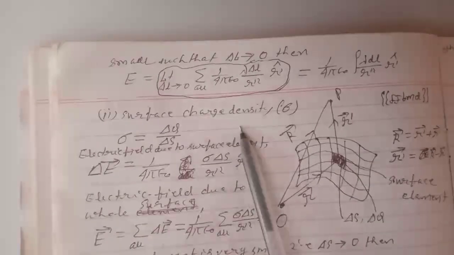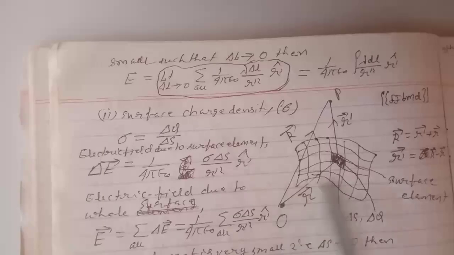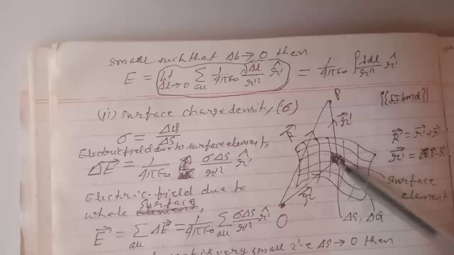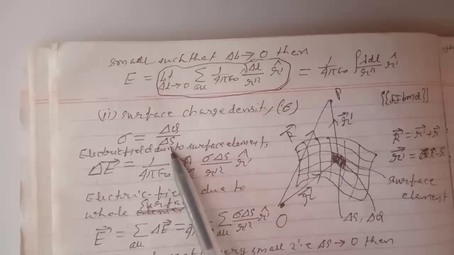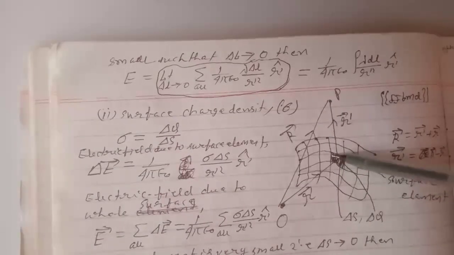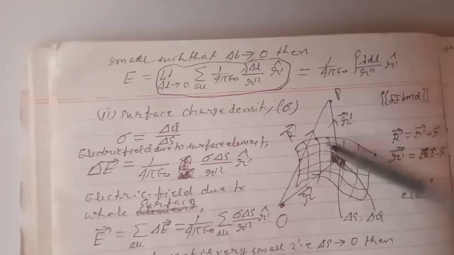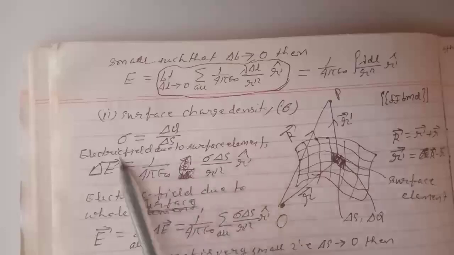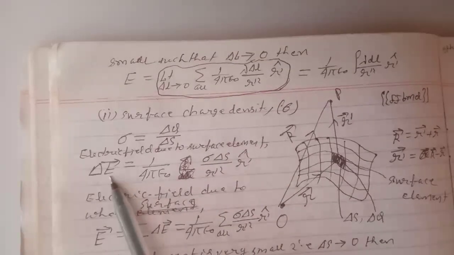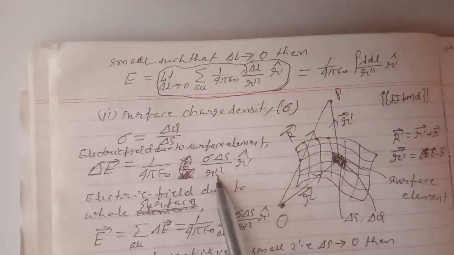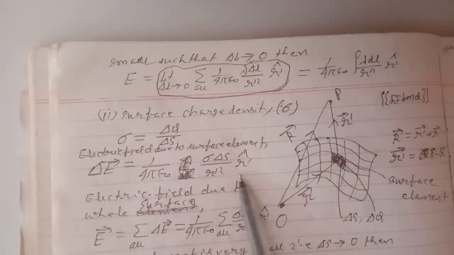Similarly, for surface charge density, we consider a surface and we take an element of area delta S on this surface, whose charge is delta Q. Then the surface charge density is given as sigma equals delta Q by delta S, and we have to calculate the field at a point r dash from this element. So the electric field due to the surface element will be delta E vector equals 1 by 4 pi epsilon naught sigma delta S by r dash square into r dash cap.